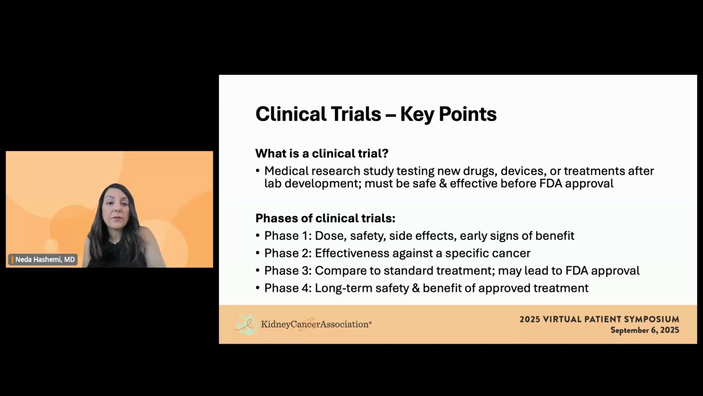Clinical trials come in different phases. Phase 1 is when we look at the dose of the treatment, safety and side effects, and sometimes we see early signs of benefit. In phase 2, we look at effectiveness against a specific cancer. In phase 3s, we look at a large group of patients to compare this new agent to standard treatment, and these may lead to FDA approvals. And phase 4 is when we follow that agent for long-term safety and benefit of the approved treatment. So again, we're going to discuss these further in the next sessions.